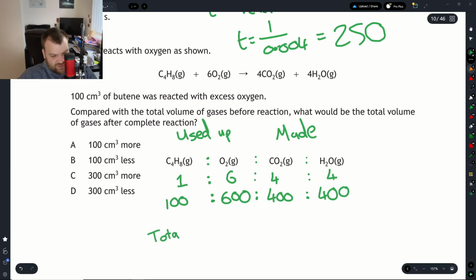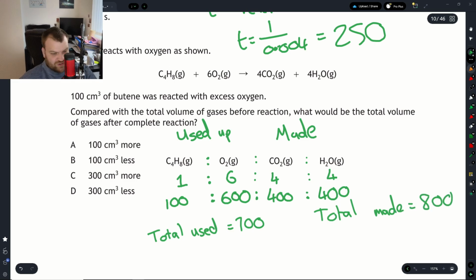This then tells us that our total used equals 700, and our total made equals 800. That means that the made value is 100 centimetres cubed more than our starting one. So we need to use our ratios. We also then need to decipher what it's saying. The wording's maybe designed to try and trick you and make you have to really think about what we're doing. But we're looking at how much we've used versus how much we've made. And we come up with our answer of A.